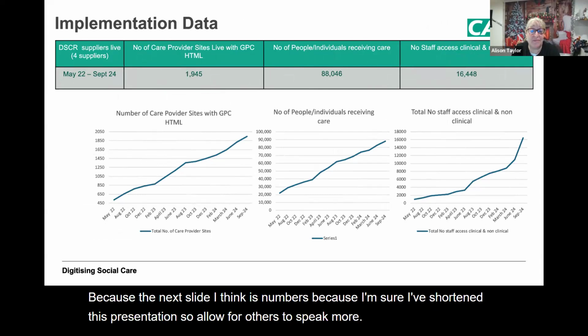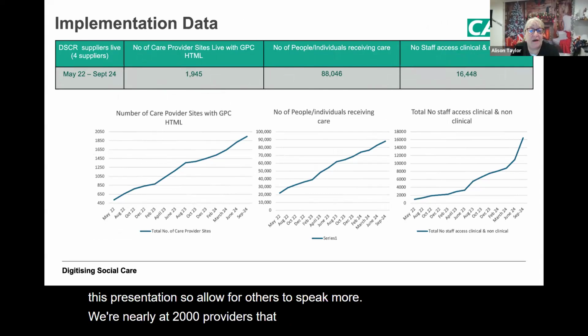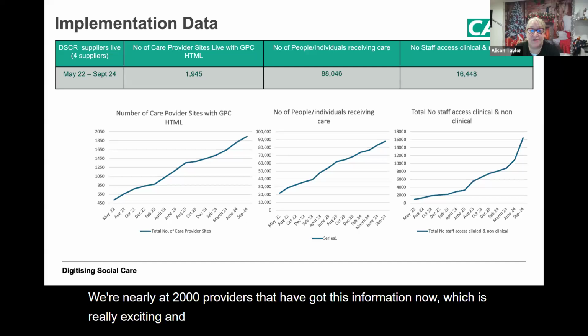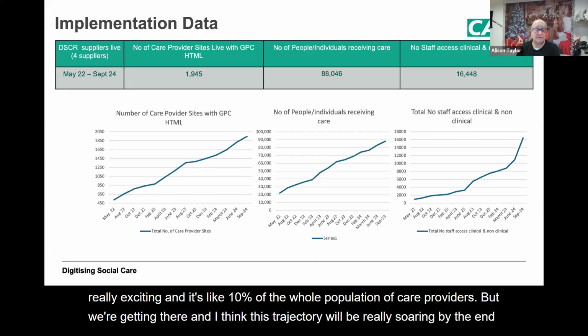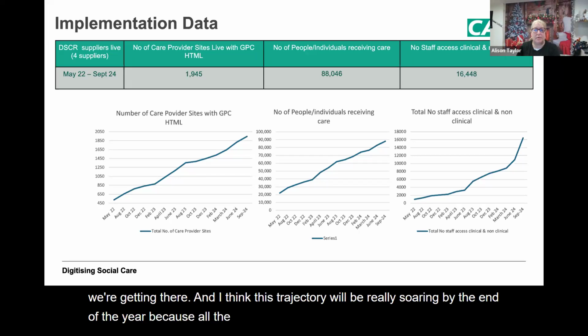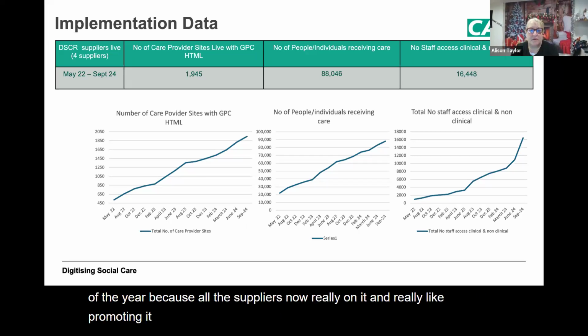We're nearly at 2,000 providers that have got this information now, which is really exciting, and it's like 10% of the whole population of care providers, but we're getting there. And I think this trajectory will be really soaring by the end of the year, because all the suppliers now are really on it and really promoting it with their providers across the piece.